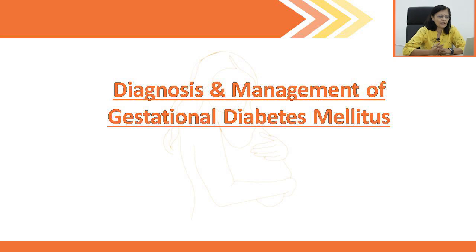Now we come to our next talk, gestational diabetes mellitus, how to diagnose and how to manage this condition. Again, it is a very important condition, and as we know, the incidence and prevalence of diabetes mellitus is rapidly increasing, and by 2045 it is expected that almost one third of the population may have diabetes mellitus. So we should be very alert about this condition, and gestational diabetes mellitus is one of the important risk factors for future type 2 diabetes mellitus in these females.